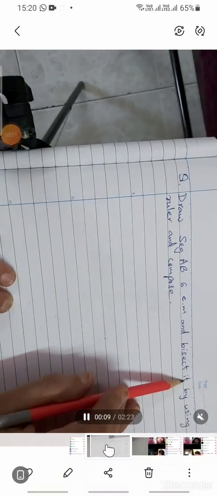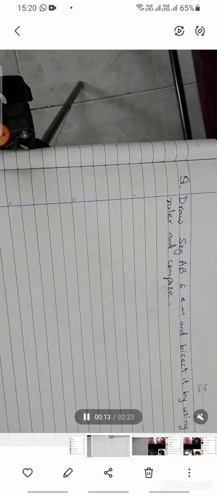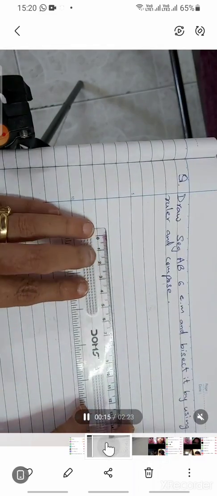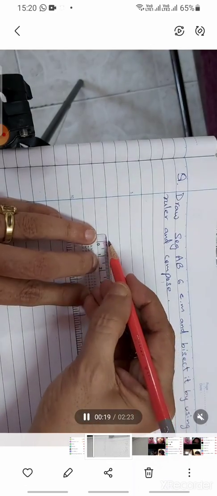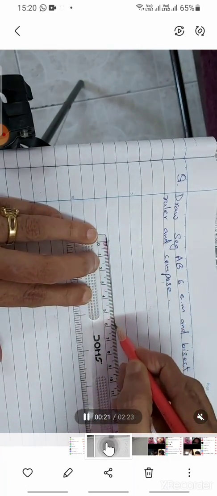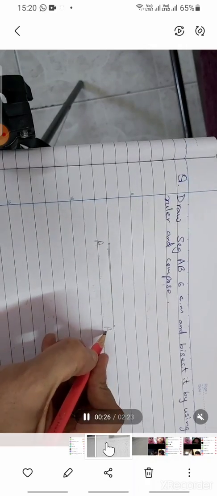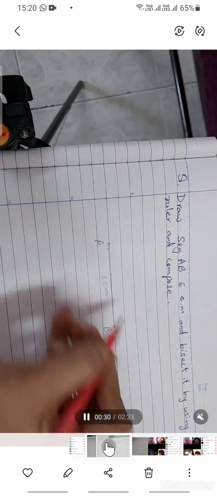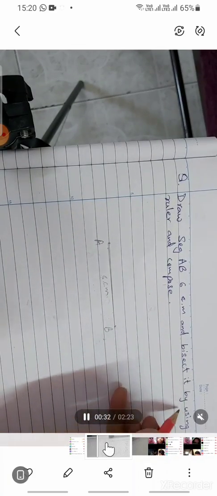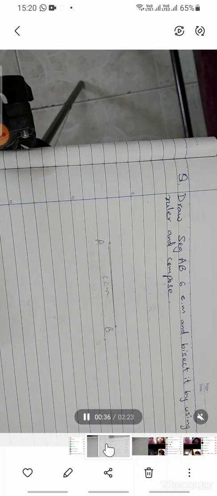Draw segment AB and bisect it by using ruler and compass. So we will make first segment AB of 6 centimeter from 0 to 6. Okay, we'll give name to it A and B. We'll write it is a 6 centimeter. Measurement of AB is 6 centimeter. Now we will bisect it by using ruler and compass.